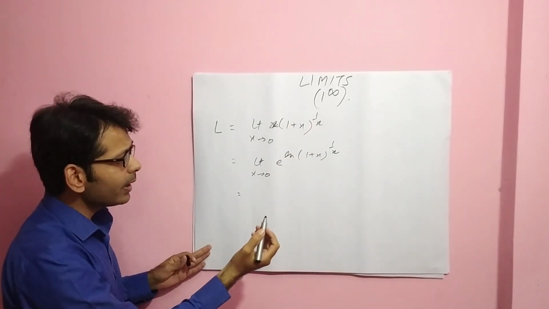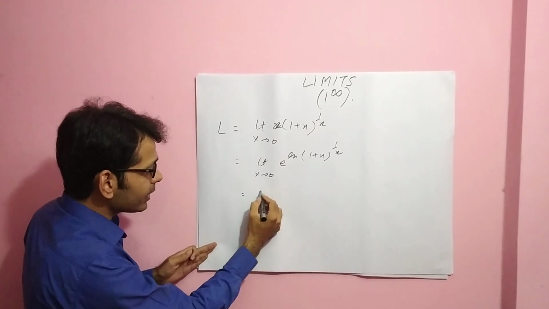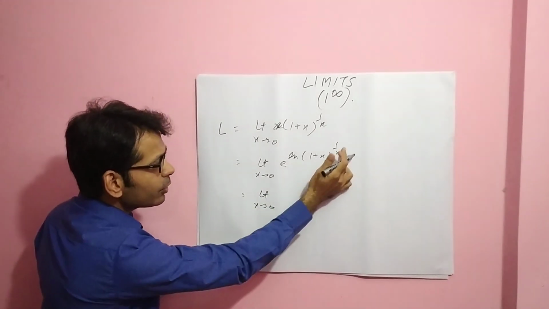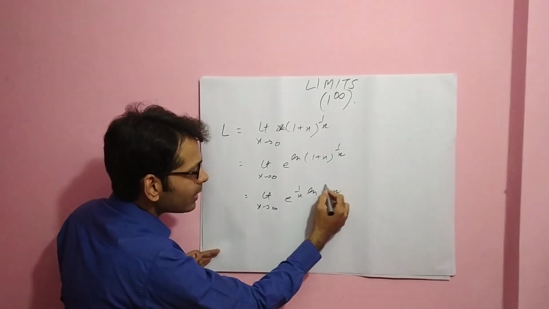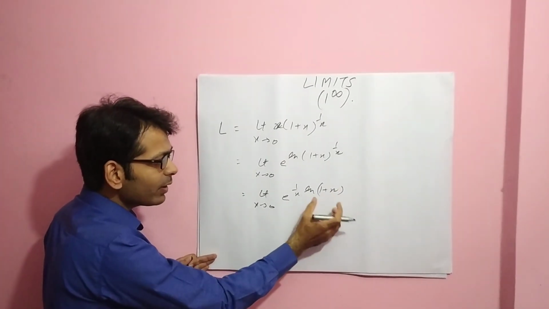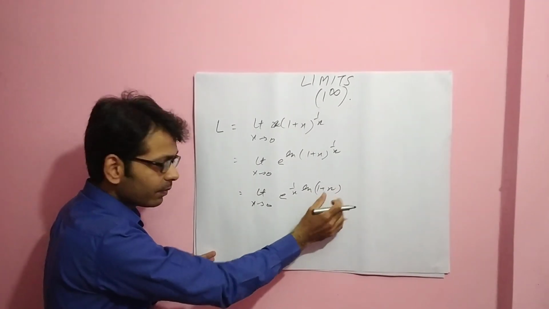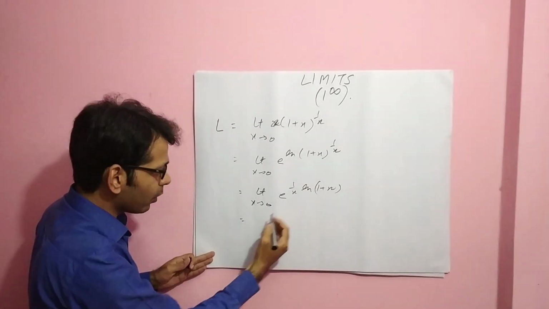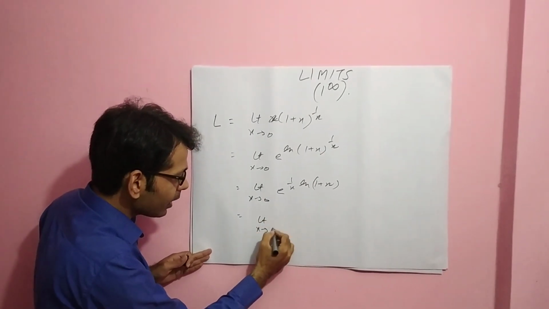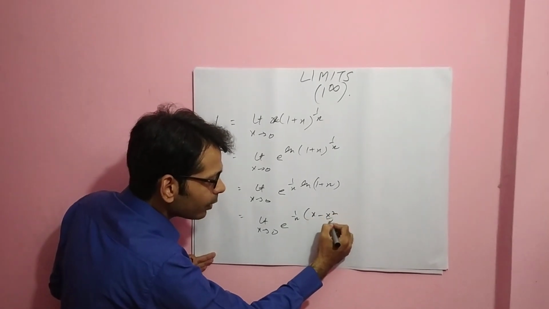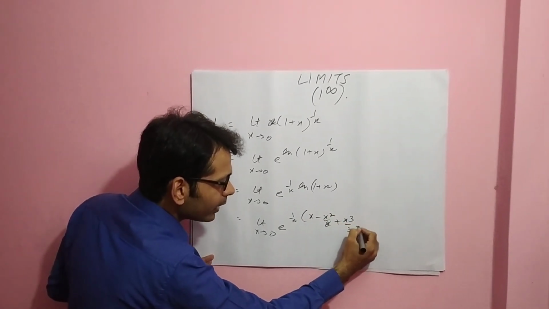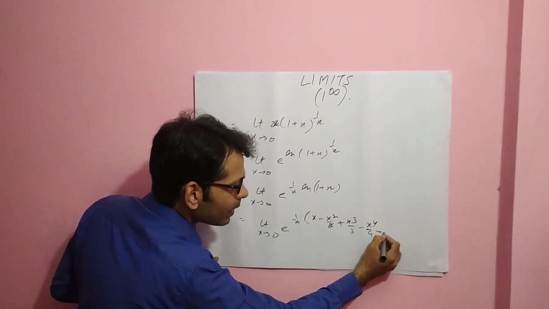और अगर हम यहाँ पे log की और properties को use करें, जैसे कि e to the power 1 by x से ये आगे आ जाएगा. So e to the power 1 by x ln (1 plus x). Now further we can expand the logarithm, use the expansion of logarithm. So we get e to the power 1 by x, (x minus x square by 2 plus x cube by 3 minus x4 by 4 plus so on).